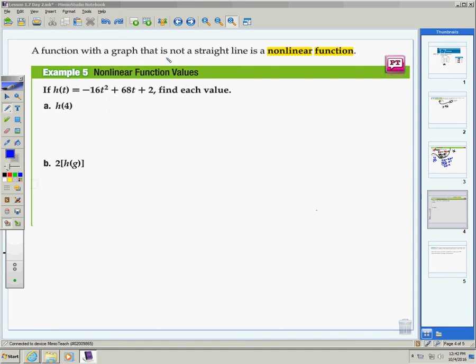A function with a graph that is not a straight line is a non-linear function. This is just a definition that I want you to understand. Non-linear, not a line. The graph of a non-linear function would not be a straight line. Okay? And usually, whenever you see something squared, that's when we get nonlinear functions. Anything raised to something besides the first power would be a nonlinear function.